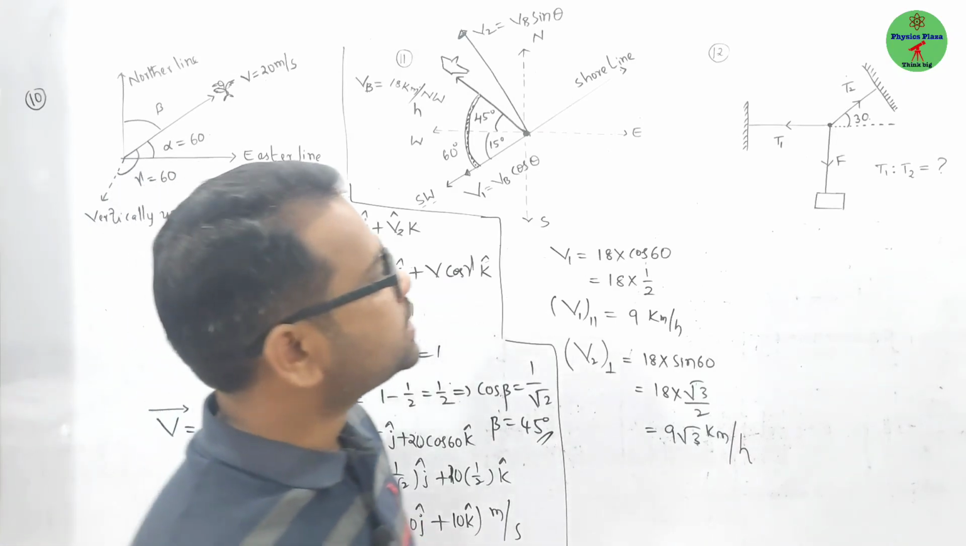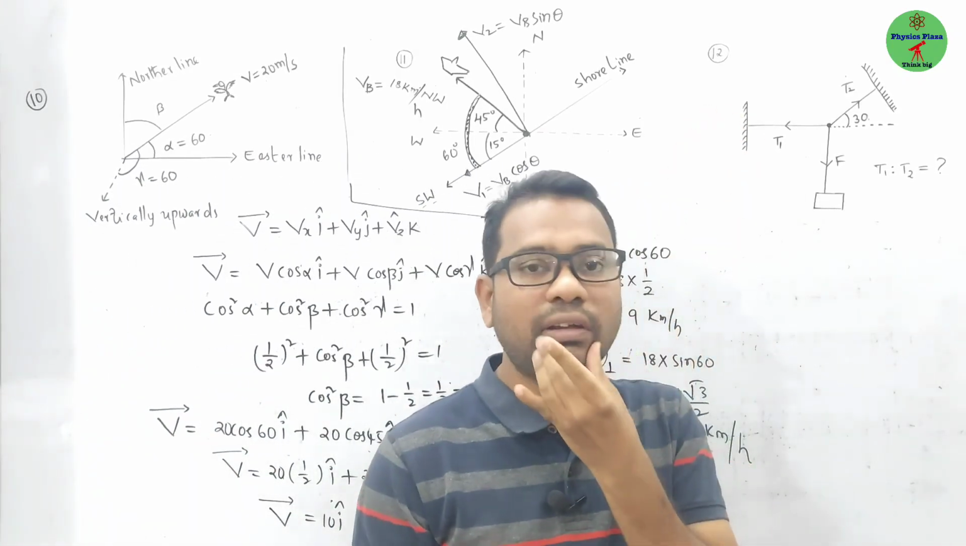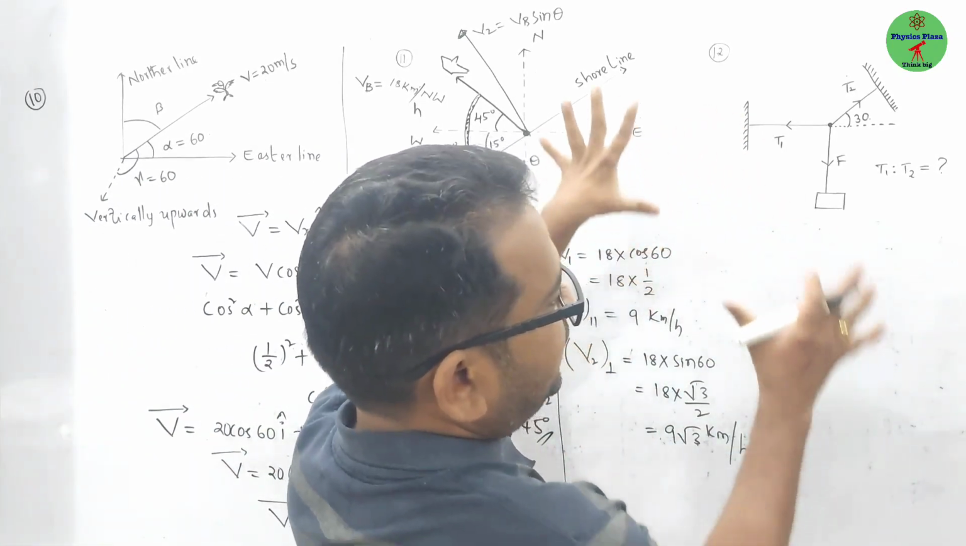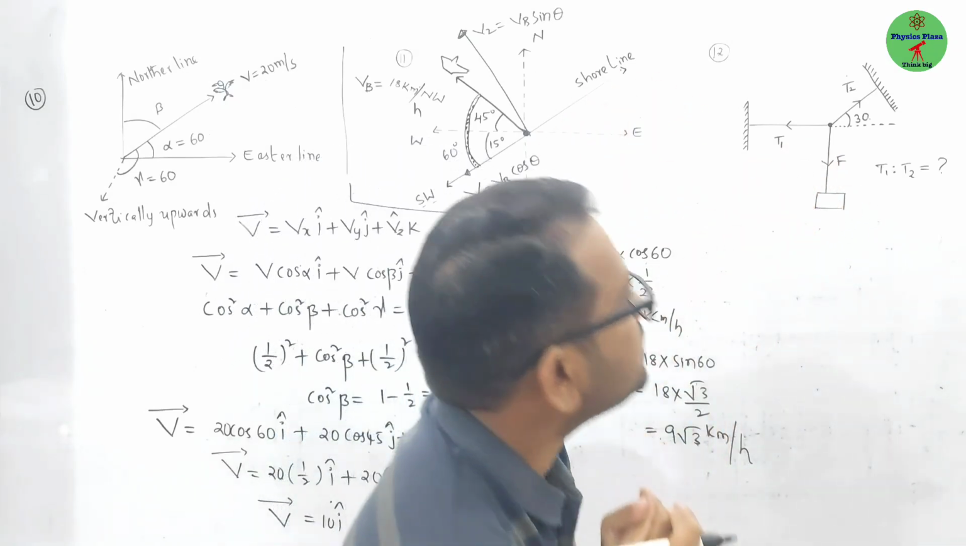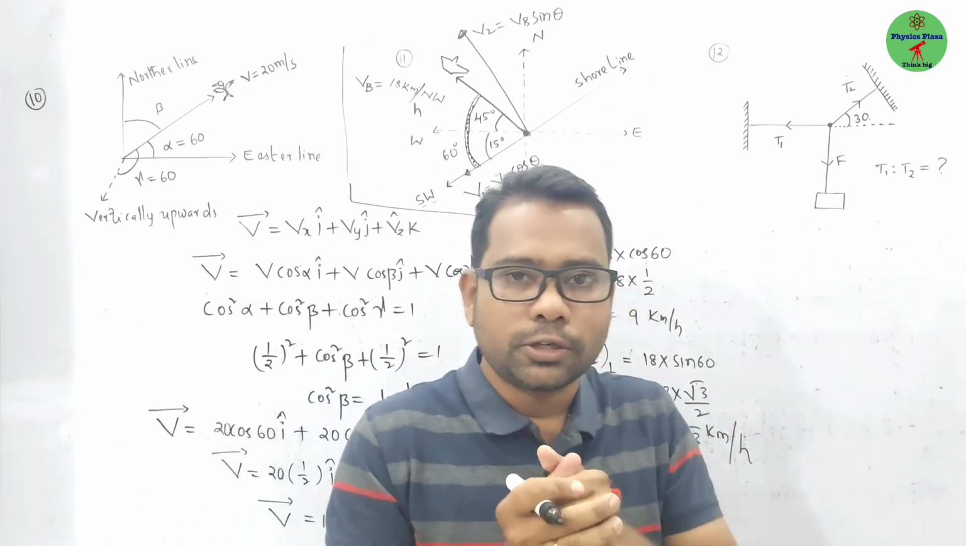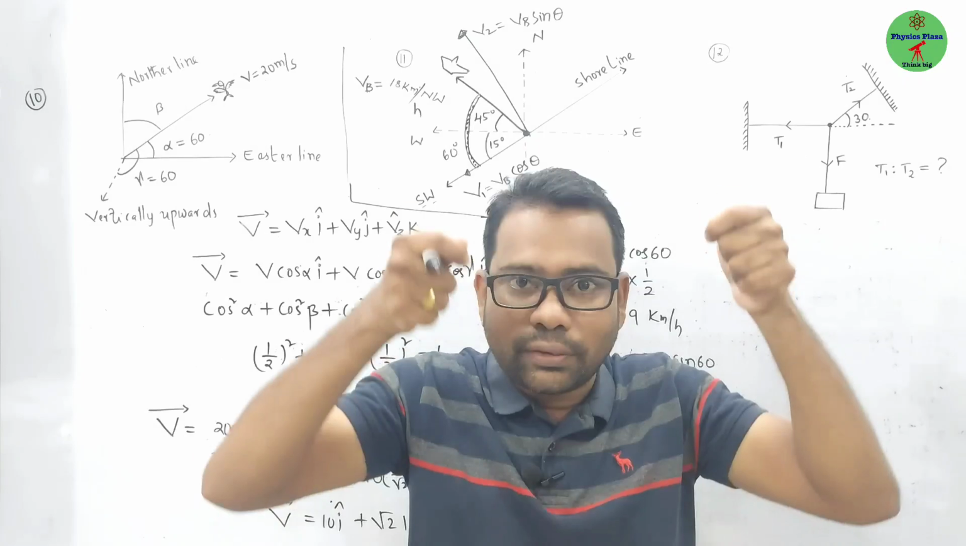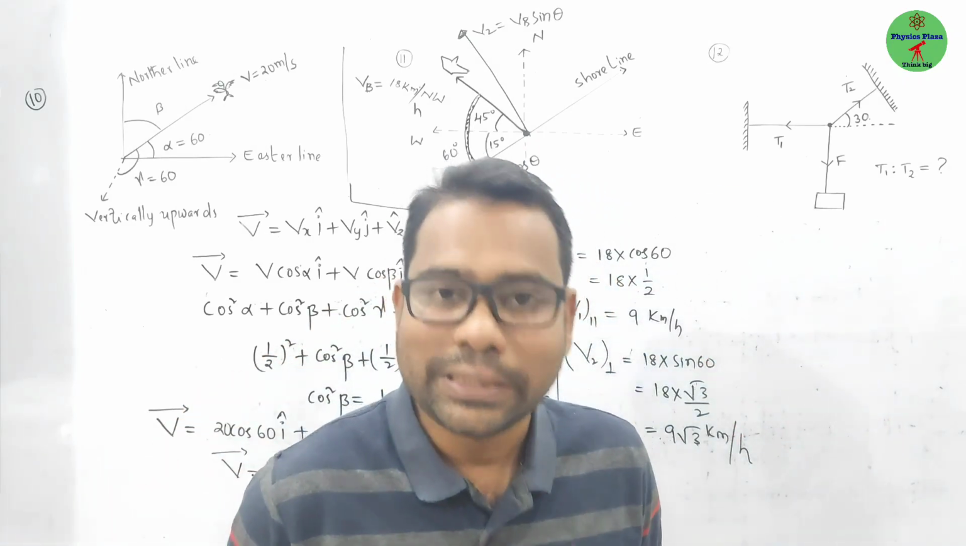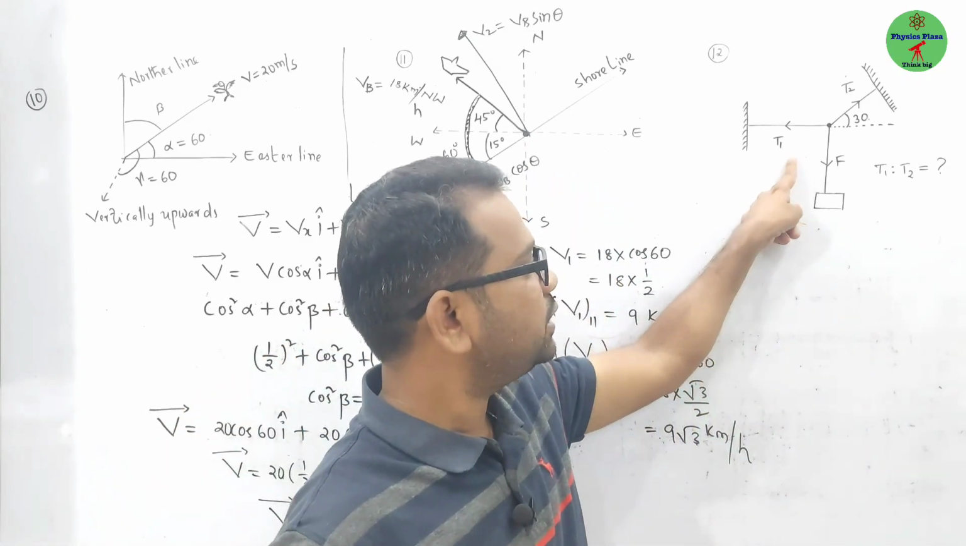Done? Yes. Come to the 12th question. It is based on equilibrium, children. So the forces are acting as shown in the figure. Now they are asking us to calculate. Whenever a string is stretched, definitely a kind of force will come into play, called tension. Here tension T1, here tension T2.